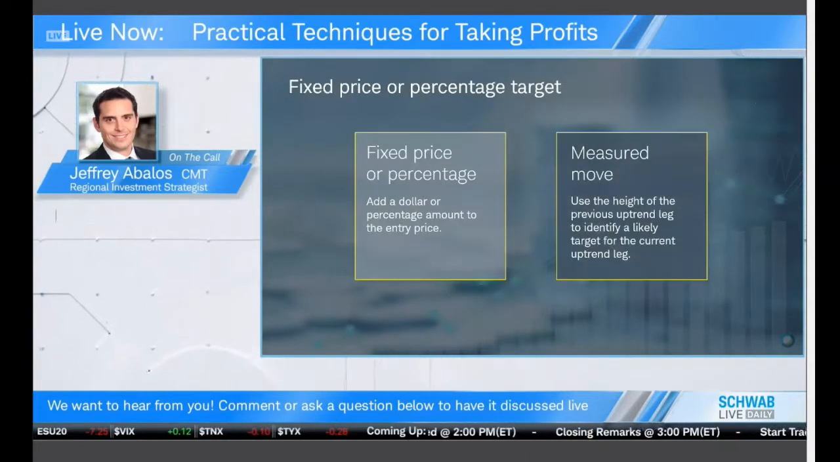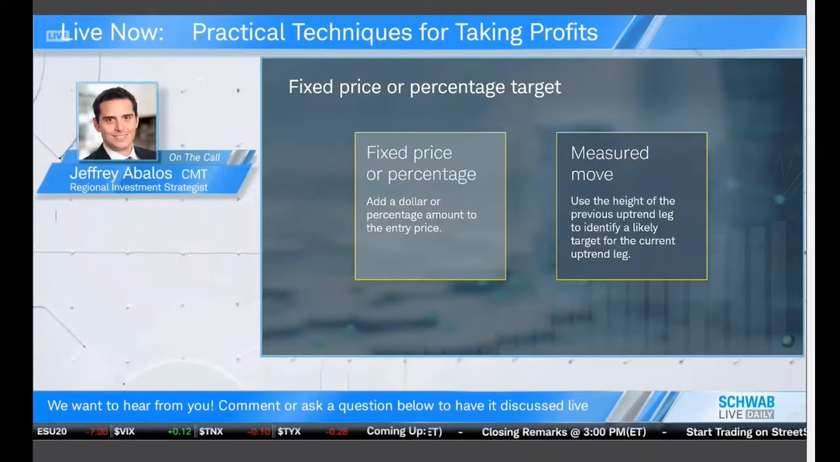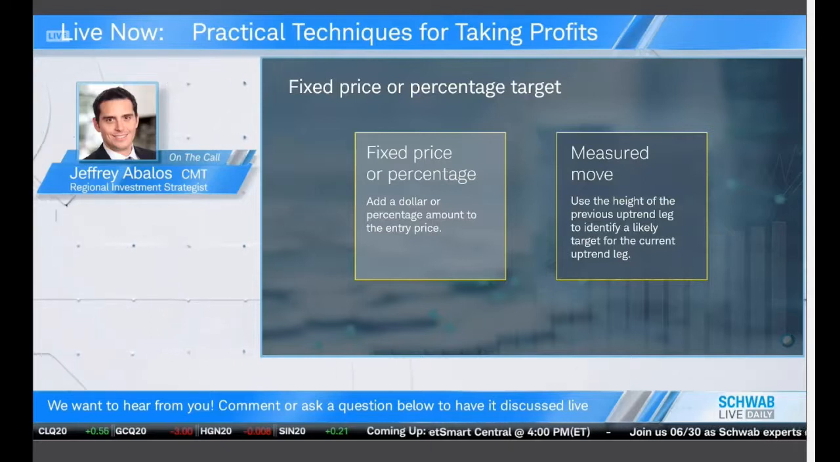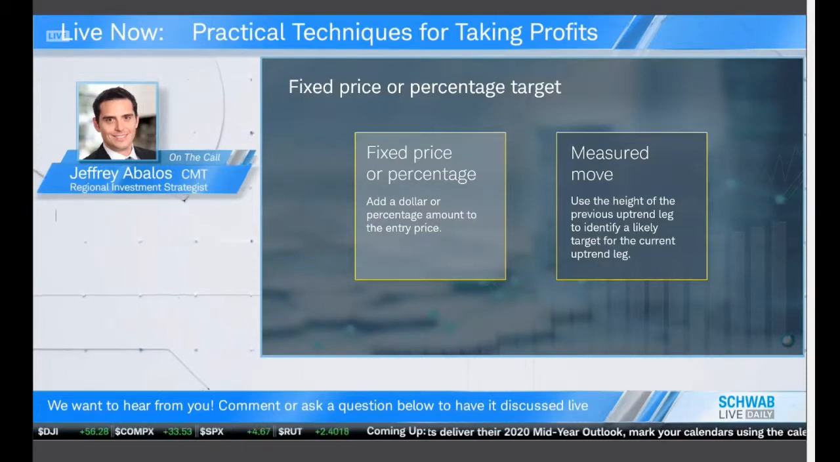First, how can we get those price targets? Well, we can do one of two or many things, really. I mean, these aren't the only two. I should also make sure I state that. Sure, there's even some really cool stuff out there that I haven't even thought of. But you could do fixed price or percent. That's where you're looking for a dollar amount or a percentage amount from your entry price, or you're going for a measured move.